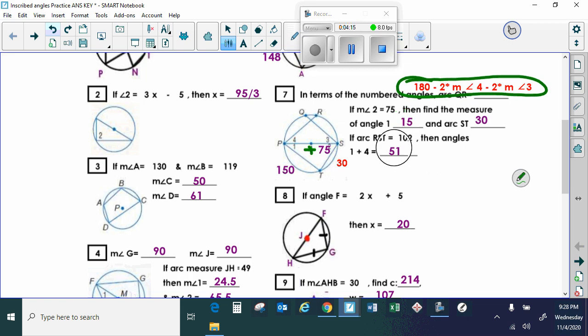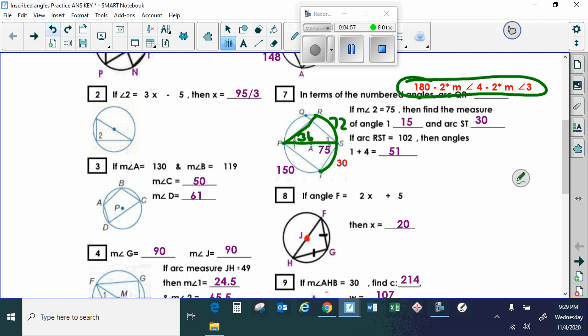All right, then we have arc ST. 15 is the inscribed angle of arc ST, so arc ST is double that to get your 30. Okay, then if arc RST is 102, remember that's 30. So 102 minus 30 is 72, which is created from angle 4. So angle 4 must be 36 then.